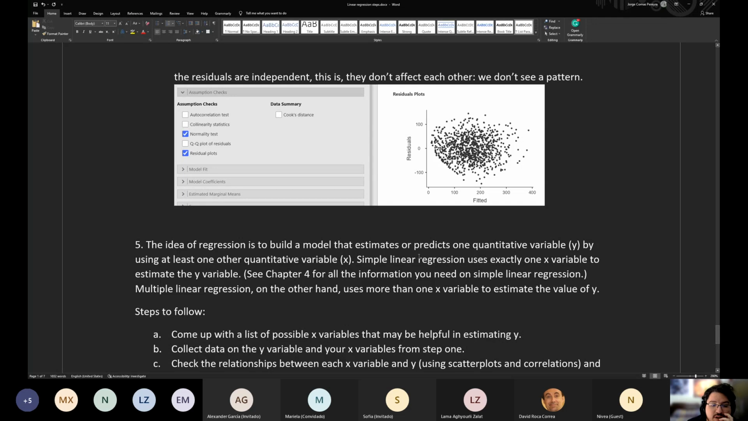Now, the idea of regression is to build a model that estimates or predicts one quantitative variable, y. In the case of simple linear regression, this is done by using at least one other quantitative variable, x. Simple linear regression uses exactly one variable.